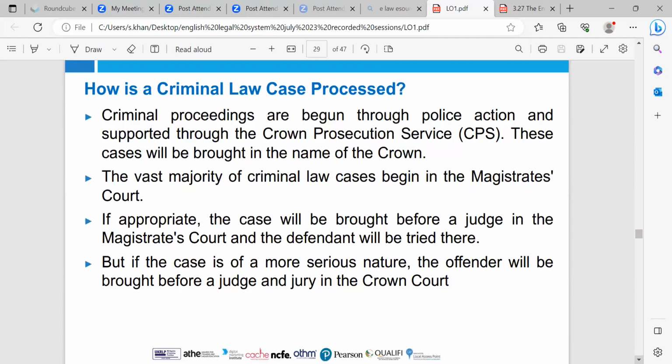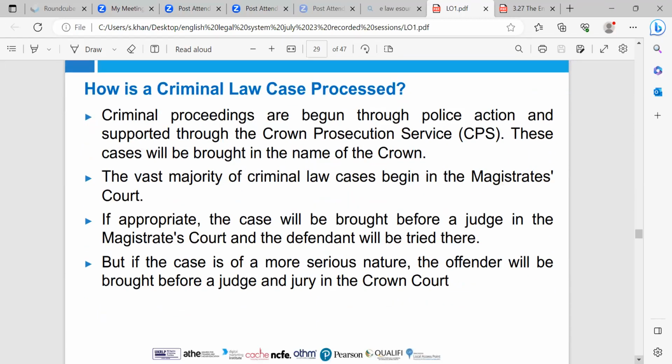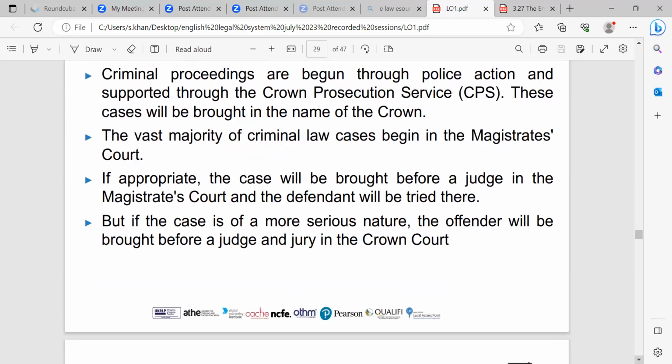How are criminal law cases processed? Criminal proceedings are begun through police action and supported through the Crown Prosecution Service, the CPS. These cases will be brought in the name of the Crown. The vast majority of criminal cases begin in the Magistrates' Court. If appropriate, the case will be brought before a judge in the Magistrates' Court and the defendant will be tried there. But if the case is of a more serious nature, the offender will be brought before a judge and jury at the Crown Court.